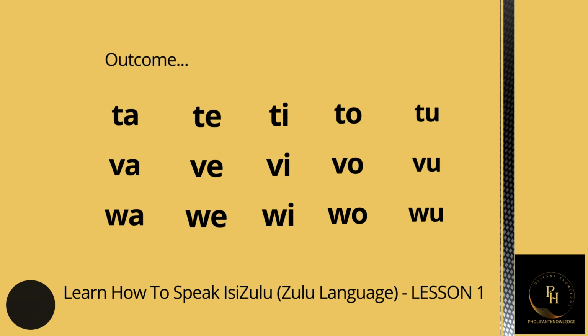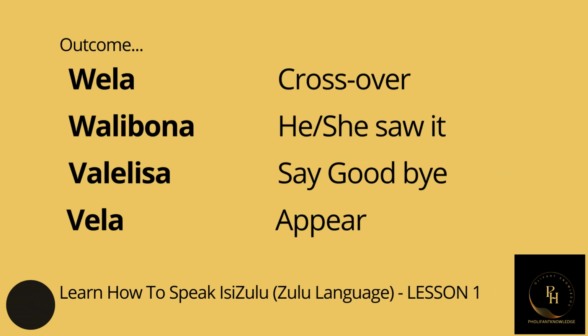Va, ve, vi, vo, vu. Wa, we, wi, wo, wu. Right. So we are going to explain this as we go further. For now, I'm just introducing them into your mind. So don't worry. It's not hard. It's very easy. You will see when we continue. Wela, cross over. Walibona, he or she saw it. Valelisa, say goodbye. Vela, appear.